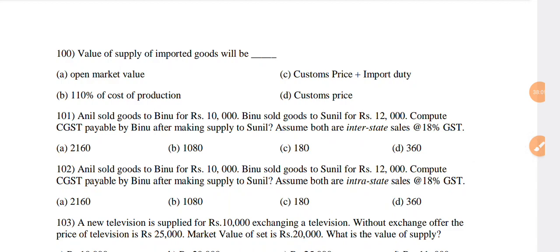Next question, value of supply of imported goods will be dash. Option A, open market value, B, 110% of cost of production, C, customs price plus import duty, and D, customs price. The correct option is C.